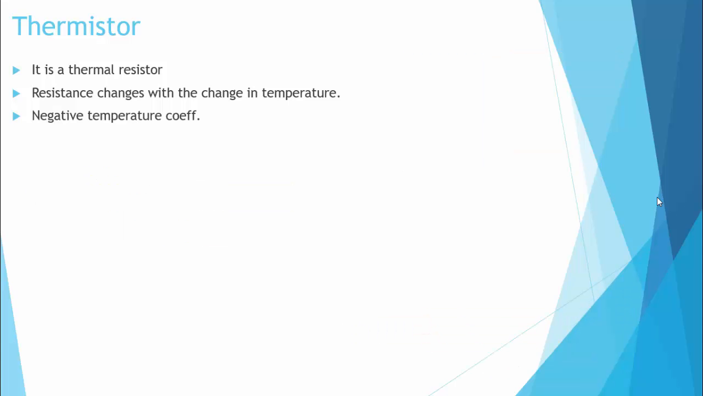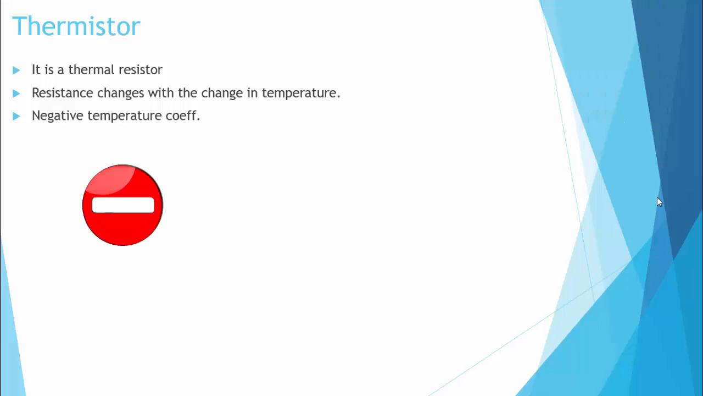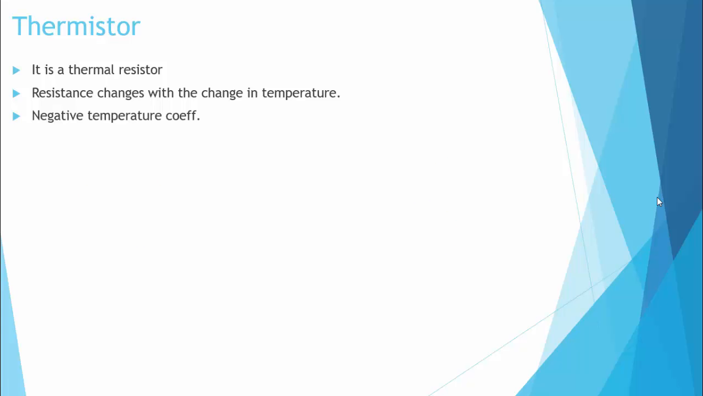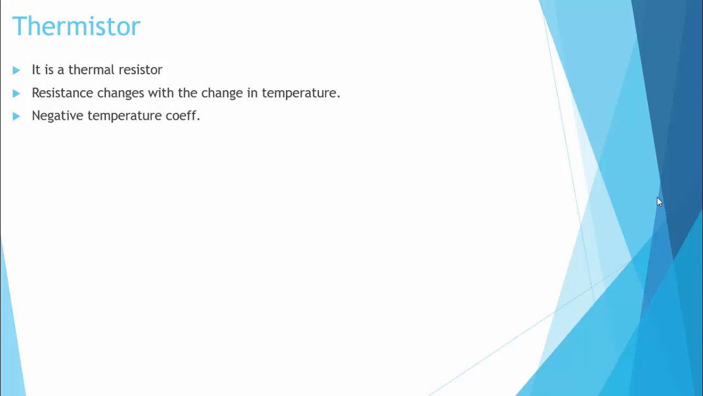Now there is a small point which I think you should note down: negative thermal coefficient thermistors exhibit a decrease in electrical resistance when subjected to an increase in body temperature, and the vice versa happens when positive temperature coefficient thermistors exhibit an increase in electrical resistance when subjected to an increase in body temperature. So I hope you got those two points which I have stated.